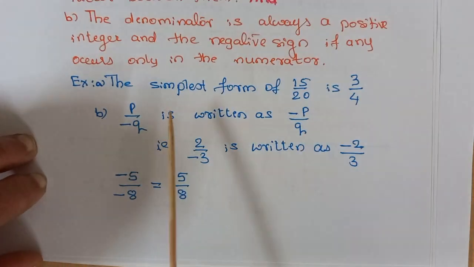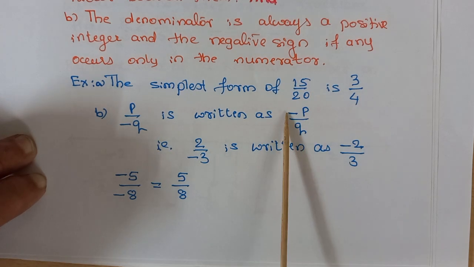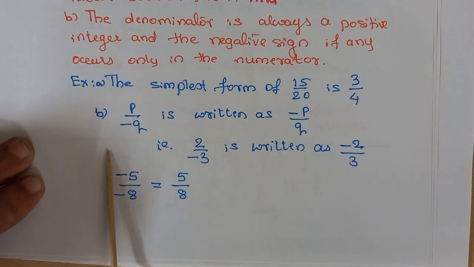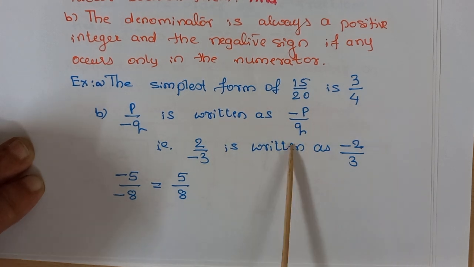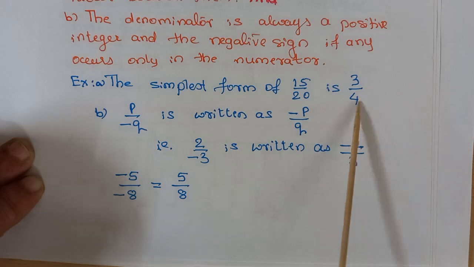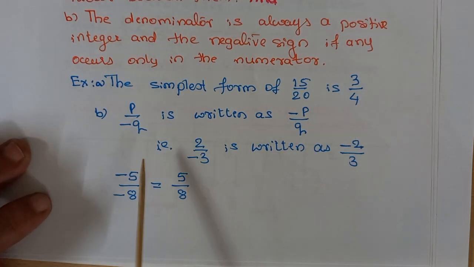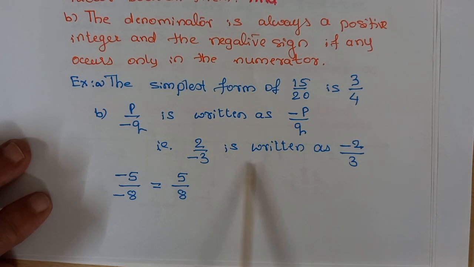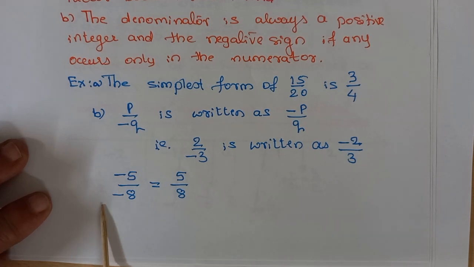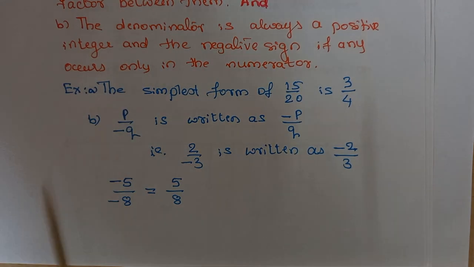For example, the simplest form of 15 by 20 is 3 by 4. P by minus Q is written as minus P by Q, or simply minus of P by Q. That is, 2 by minus 3 is written as minus 2 by 3. Minus 5 divided by minus 8 is 5 by 8.